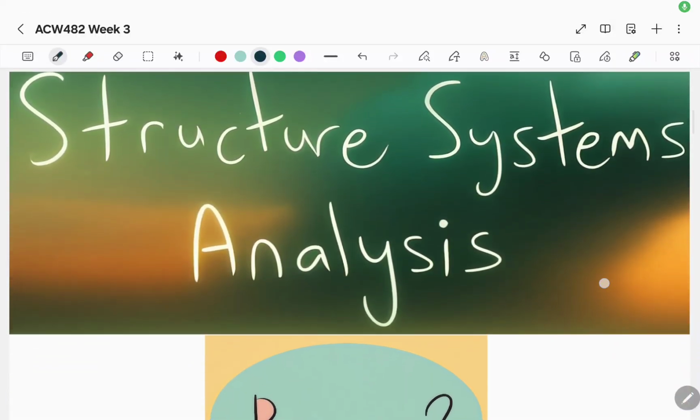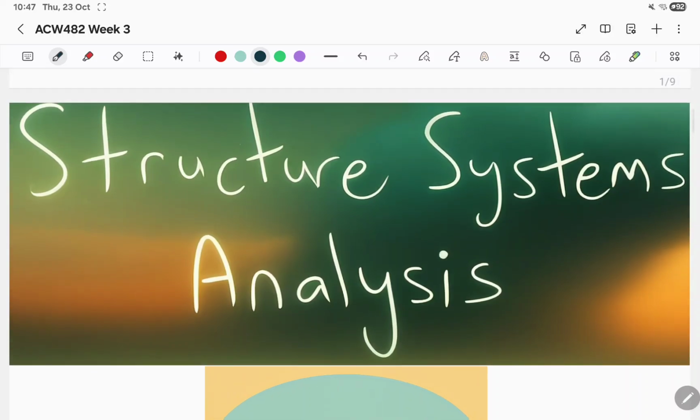Alright, let us move on to today's lecture. Today's lecture is on structured system analysis. Once we are done with the initial survey and the initial planning, now we move into structured system analysis. The keyword here is the system.